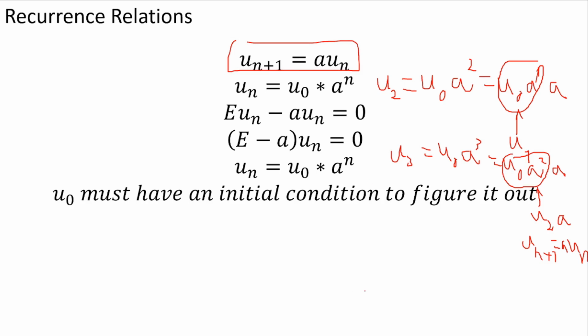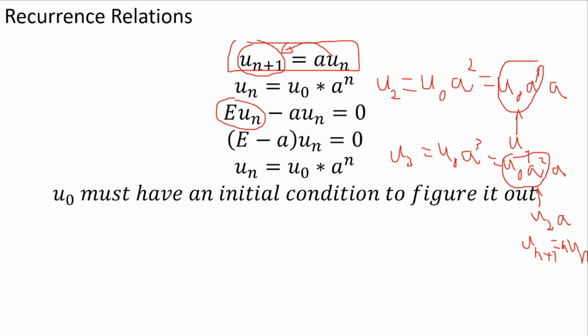How to solve this recurrence relation is that we can introduce the un plus 1 here, which can be thought of as e un, and if we move this term to the left side, we'll get minus a un. We can take un as a common factor: e minus a multiplied by un equals 0.